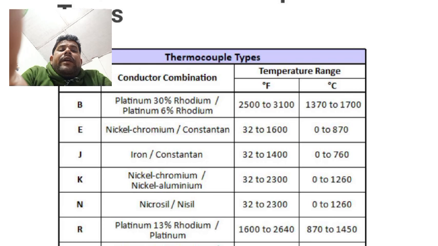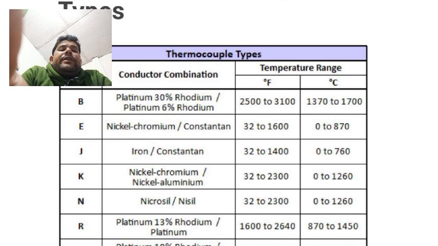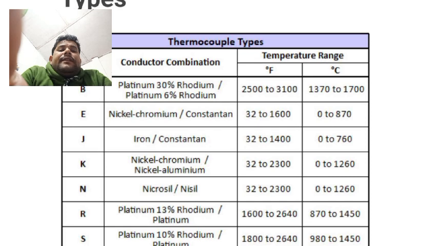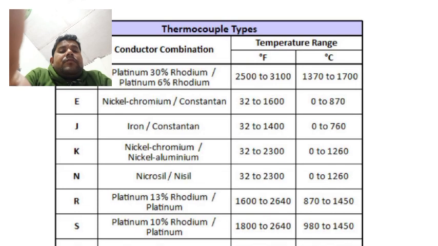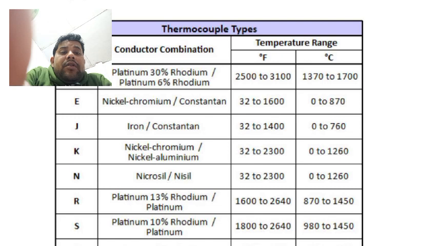Next we will see the J type, iron constantan. One is iron, another is constantan metal. The temperature range is 0 degrees Celsius to 760. Next is nickel chromium, nickel aluminum, generally used from 0 to 1200 or 1250. And next is the N type, nicrosil and nisil, used up to 1260. Next is the R type, platinum 13% rhodium, remaining platinum 87%. This is the R type, 870 to 1450. Next is the S type, platinum 10% rhodium, 90% platinum. So this is the S type.